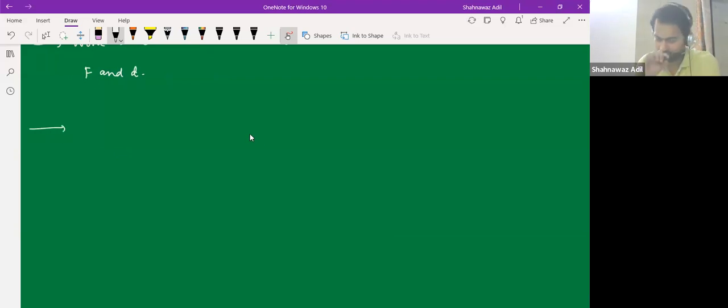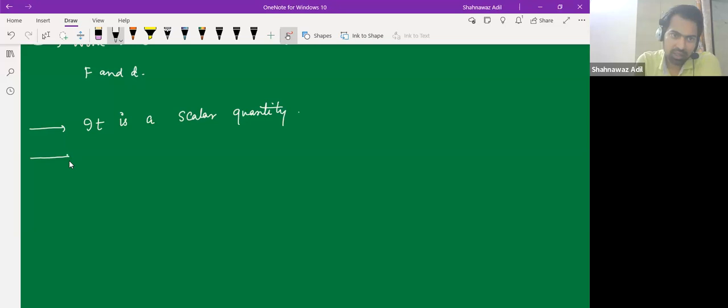The important thing to note down about work is that it is a scalar quantity, right? Because it is a dot product and the dot product is a scalar quantity. And its SI unit is joules, right? And we can also write it as Newton meter.